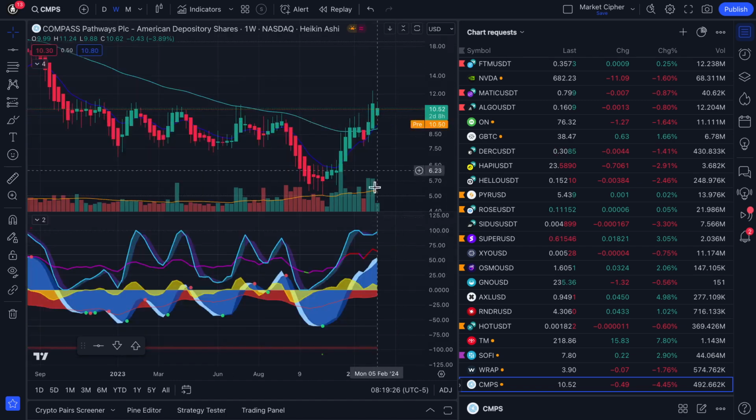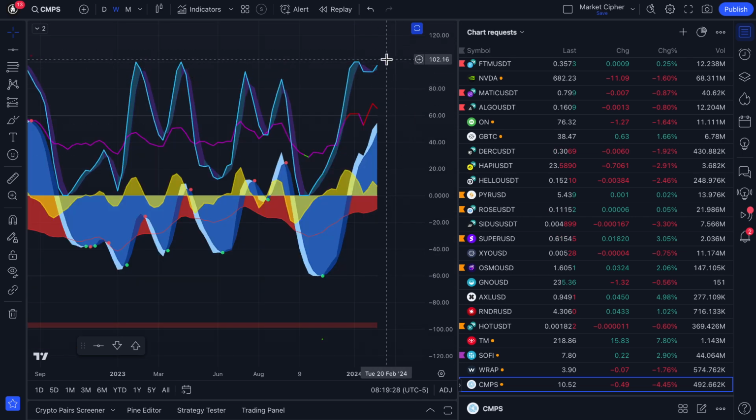CMPS, it's trying to break out here, but where's the stochastic? We're at 100. So what's our exit strategy if our stochastic's already at 100? There is no strategy. Okay, we want to buy when the stochastic is down here, and we're getting the green dot here, folks.